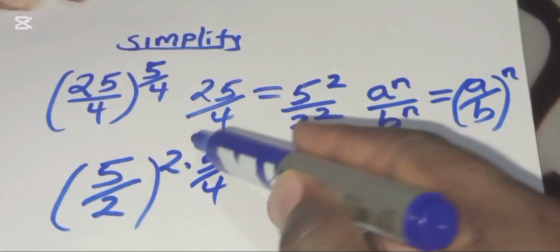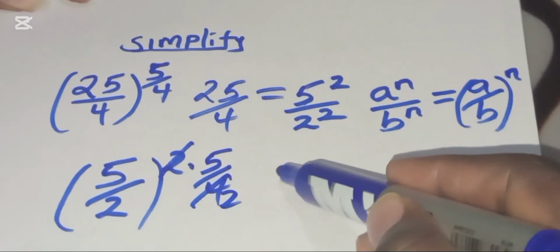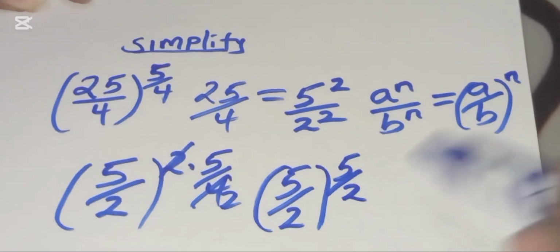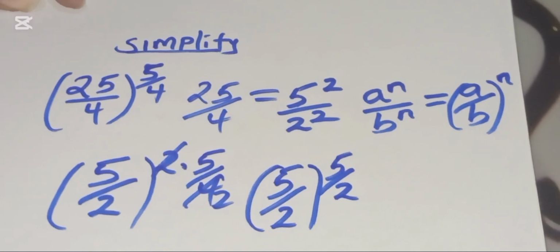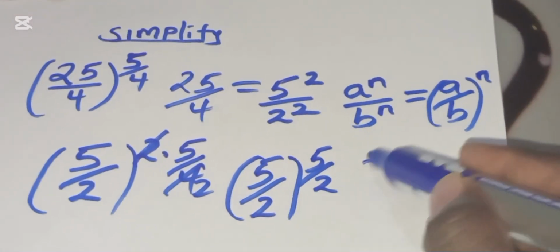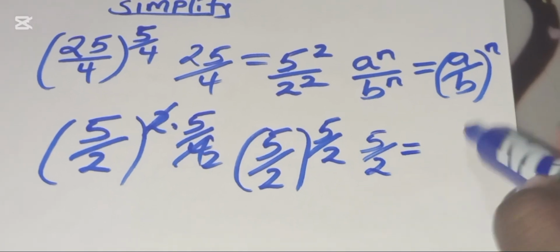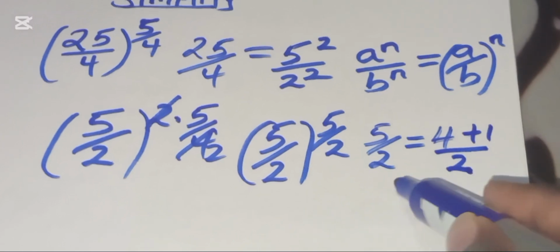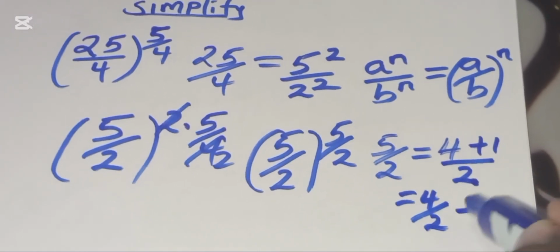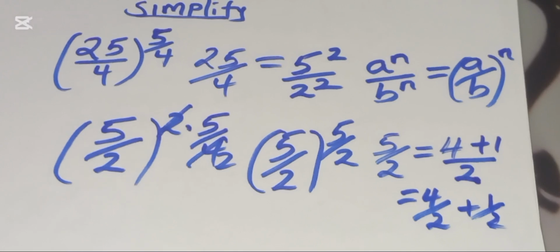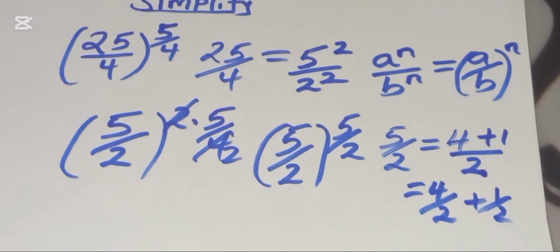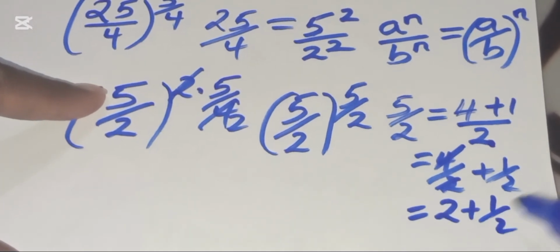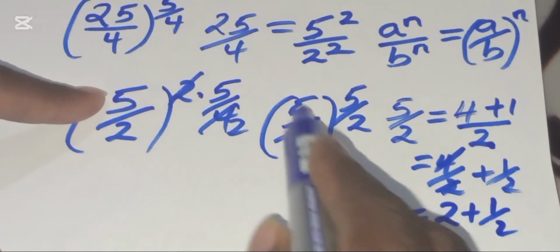Now let's simplify what we have here: 2 times 5/4 is 5/2, so that we'll have (5/2)^(5/2). Now from what we have here, 5 over 2 can be expressed as 4 plus 1 divided by 2, which we can express as 4 divided by 2 plus half. Now you can see that 4 over 2, if you simplify, is the same thing as 2 plus half.